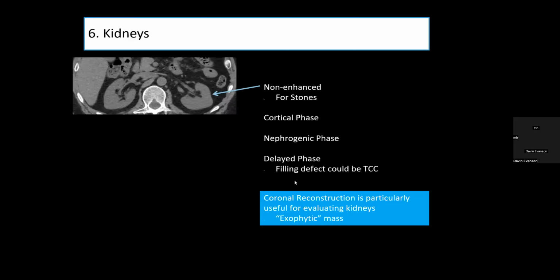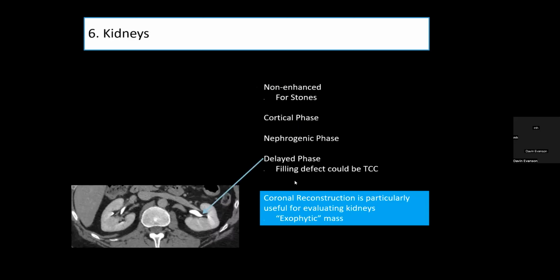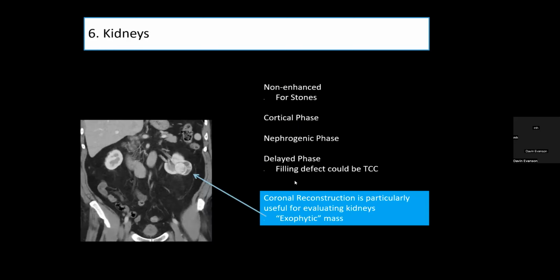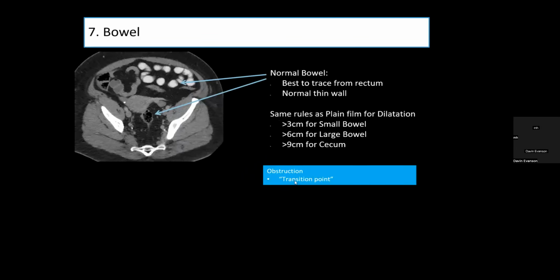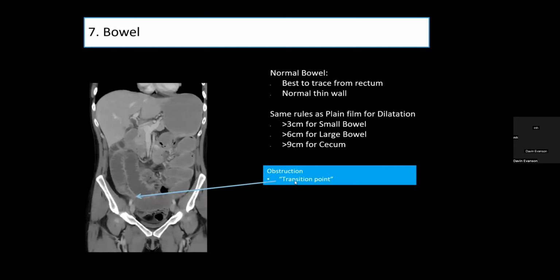Kidneys, for any of the future urologists, we do a great job on the rad path of the kidney videos. You do non-enhanced for stones, give contrast, looking for lesions, and then the delayed phase, which we talked about, looking for filling defects such as TCCs. And this is a nice example of a reformat showing an RCC, solid exophytic mass. Bowel, the rule of threes, shown there nicely. There's our transition point, small bowel obstruction.